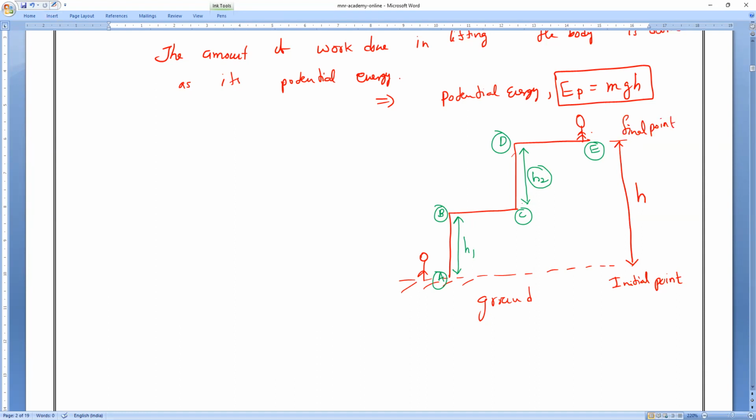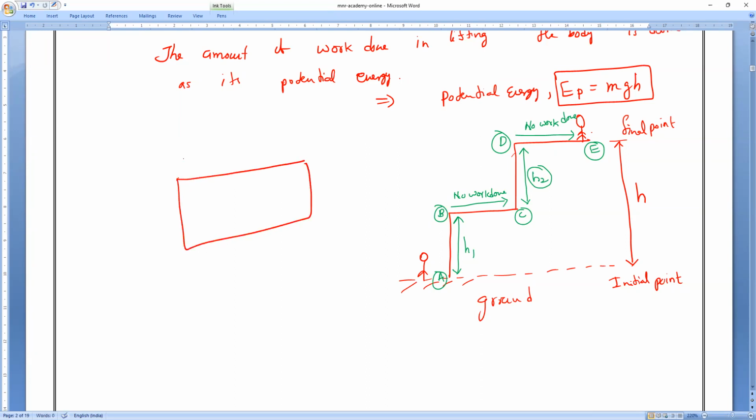Now what I want to say exactly here, all of you keep it in mind: no work is done in displacing. When you are moving from B to C, no work is done. When you are moving from D to E, also no work is done, because in both cases you are moving horizontal to the surface.